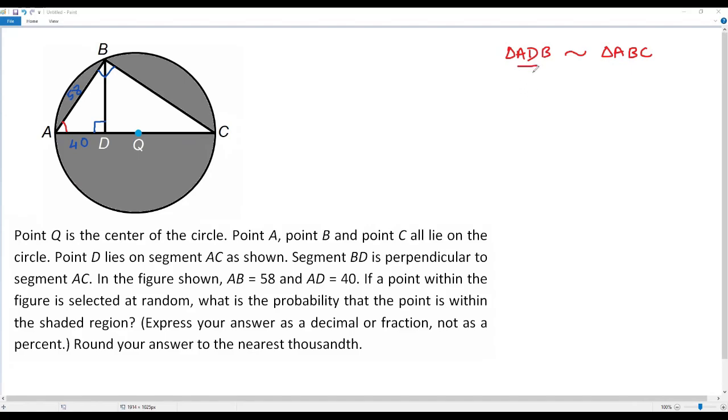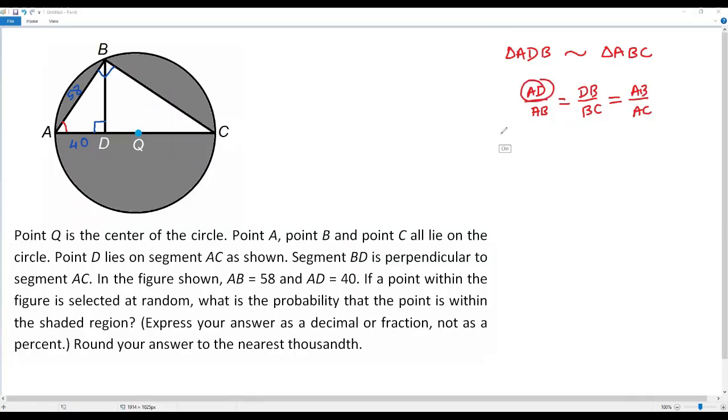Now let me take the side AD in the first triangle, that is the smaller right triangle. The corresponding side in the bigger right triangle is AB. Here I got the ratio of one pair of corresponding sides. Let me consider the second side DB of the smaller right triangle. The corresponding side is BC in the bigger right triangle. Let me take the side AB in the smaller right triangle. The corresponding side is AC in the bigger right triangle. Since these two triangles are similar, the ratios of the corresponding sides must be equal. That is, the corresponding sides are proportional. Now let's plug in the known lengths over here.